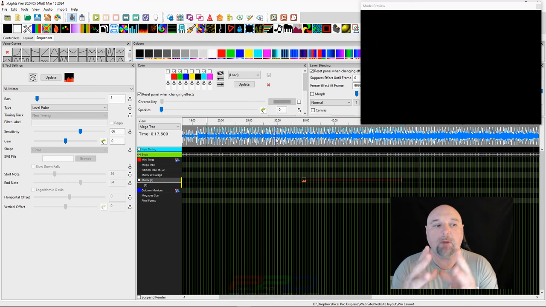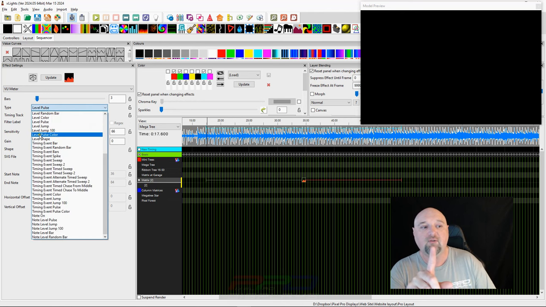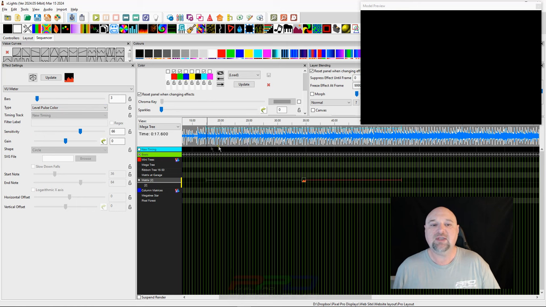So you can see where the level pulse comes in really handy and really helpful. Some of the other things that you can do is add color curves to this so it changes over time. But one of the functions in level pulse is also the option to do level pulse color. And so that's a little bit of fun.